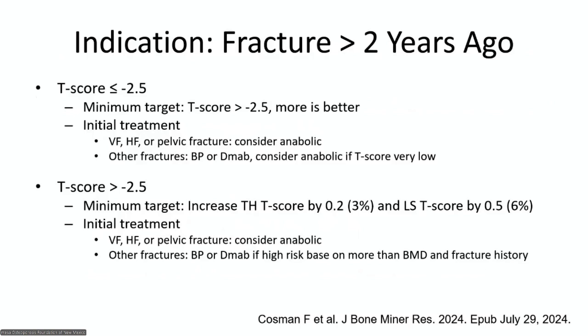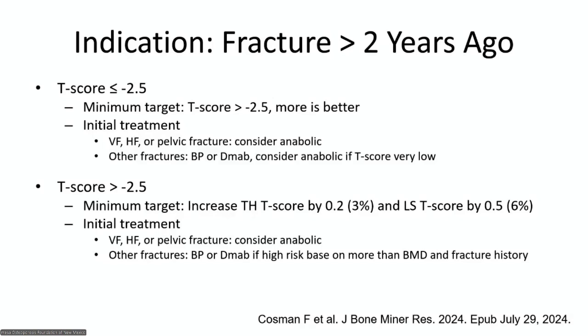What if the indication for treatment is a prior fracture, but the fracture's remote, more than 2 years old? If the T-score is in the osteoporosis range and they've had a remote fracture, the minimum target would be a T-score greater than minus 2.5. Again, with this idea that more is better. Now, the initial treatment might depend in part on the type of previous fracture, because the risk of future fracture is somewhat dependent on the type of baseline fracture. So if the previous fracture has been in the spine, hip, or pelvis, consider anabolic first. If the initial fracture has been at another skeletal site, perhaps bisphosphonate or denosumab, or possibly anabolic if T-score is very low.